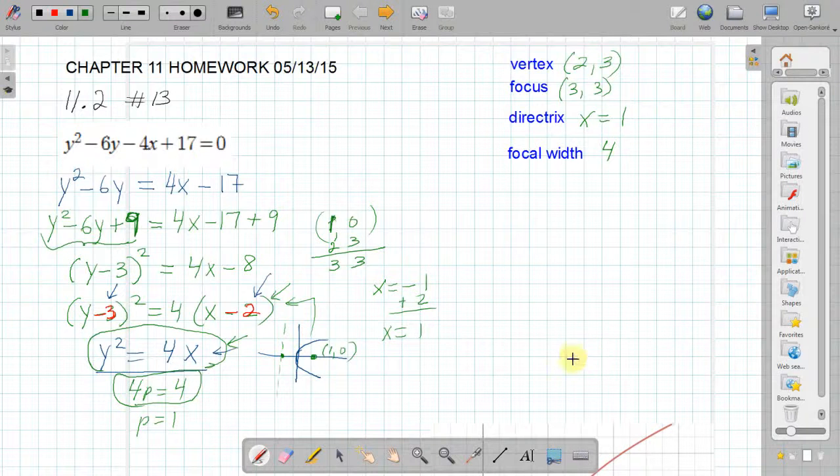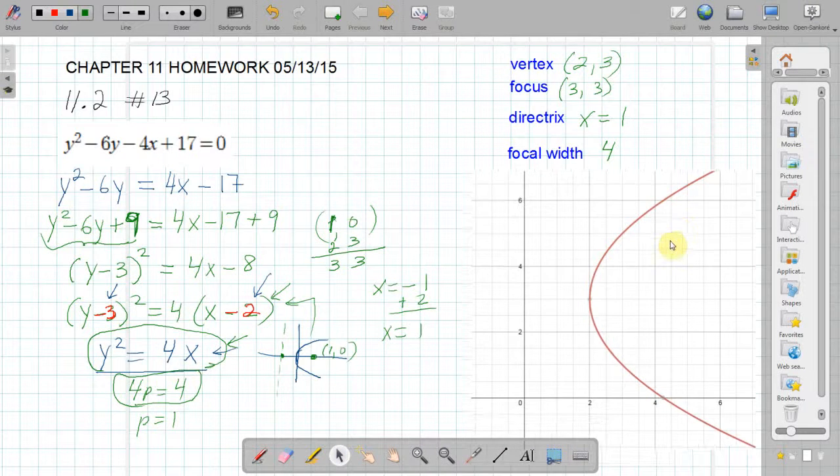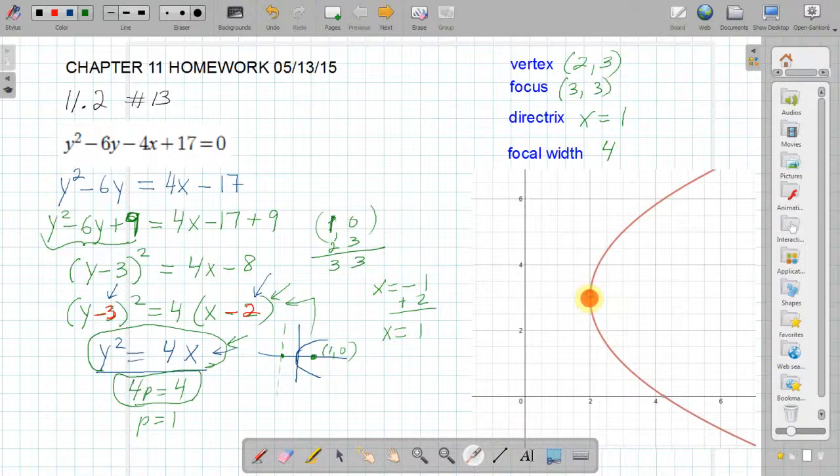So I already graphed this equation, and let me just double check that everything jives. So we do have the vertex at (2, 3). The focus would be at (3, 3) right here. And the directrix of course is at x equals 1. So to see if the focus is indeed here, we check to see if the focal width makes sense. So if the focus is right here, we measure 1, 2, and then 1, 2. So I got 4. 1, 2, 3, 4. And yeah, everything is cool.